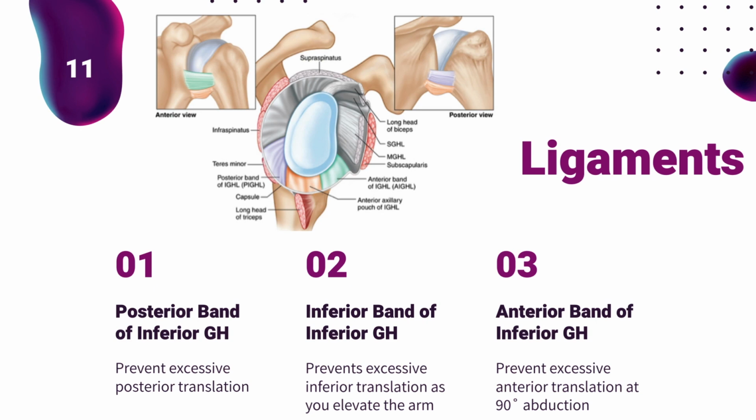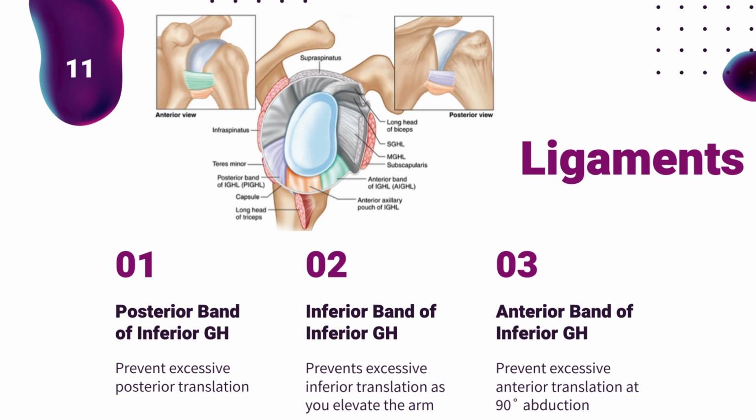The inferior band of the inferior glenohumeral ligament is the orange color, and it's going to prevent excessive inferior translation as you elevate the arm. We've already talked about inferior translation, so that is going to prevent or resist abduction.